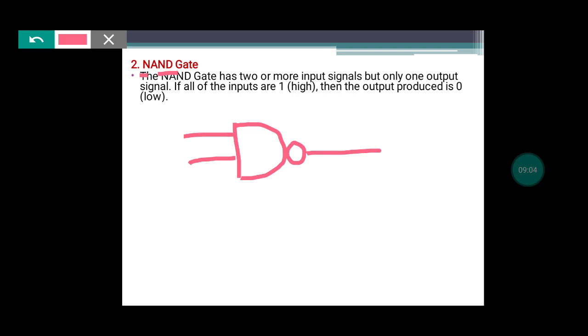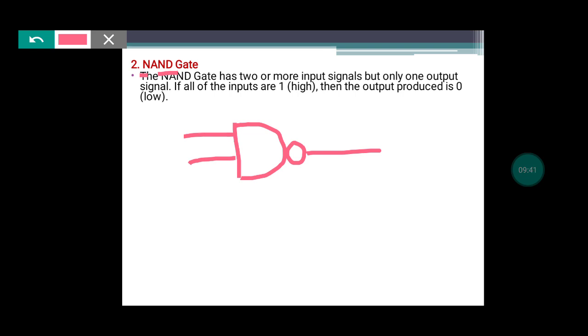So the behavior of this NAND gate is exactly opposite of the AND gate. What was the AND gate? In the AND gate we saw that if both the input signals are high, then only the output was high, otherwise it was low. But here it is exactly opposite of AND. Let's see what this NAND gate is. The NAND gate has 2 or more input signals, but it produces only one output signal.